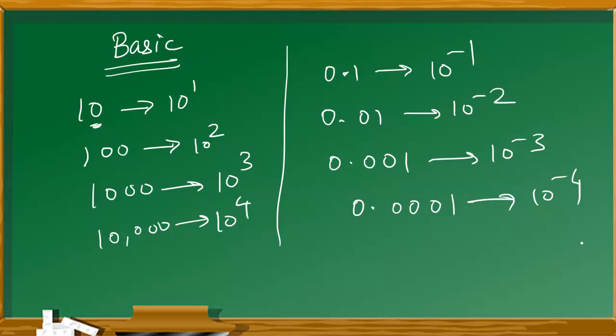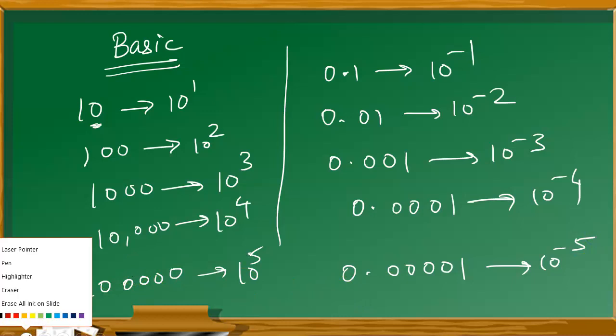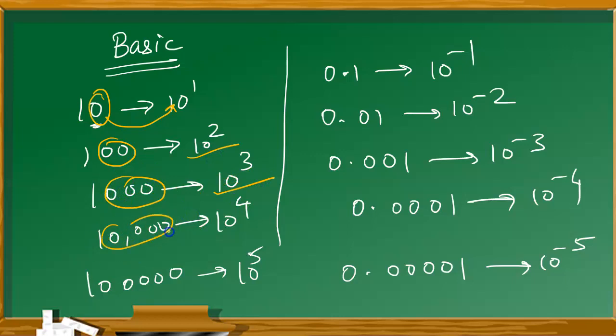If there are 5 zeros to the left side here, this is 10 raised to 5, and in the same way if there are 5 decimal places, 0, 0, 0, 0 and 1, then it is 10 to the power minus 5. Now how is it 10 to the power minus 5? Understand this concept. As I told, 1 zero means 10 raised to 1, 2 zeros 10 raised to 2, 3 zeros referred to as 10 raised to 3, 4 zeros 10 raised to 4, 5 zeros 10 raised to 5.